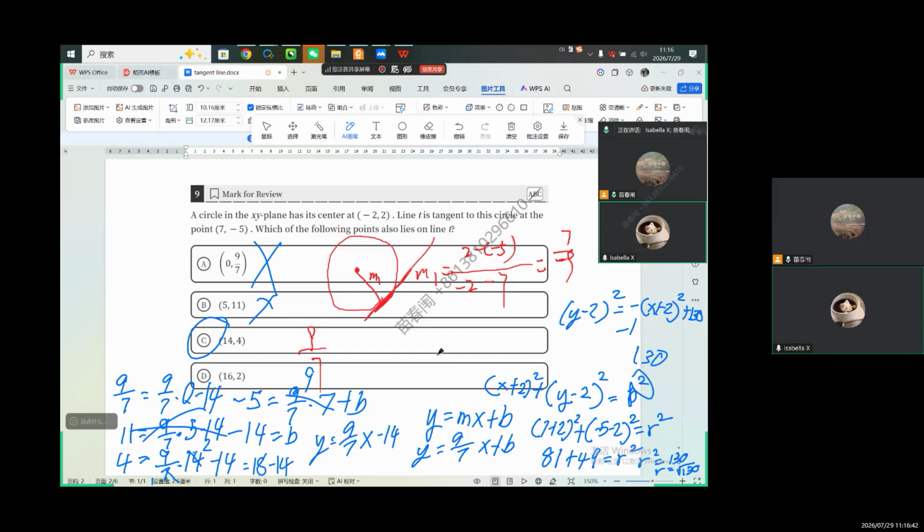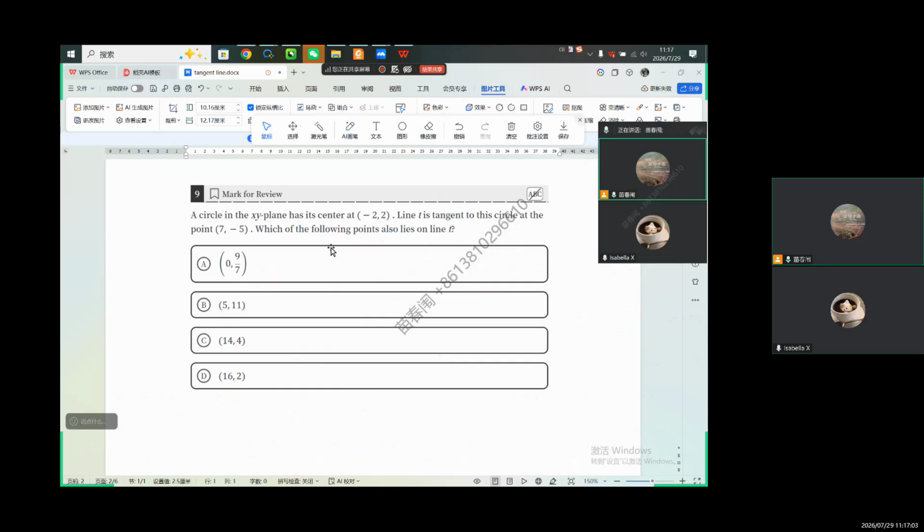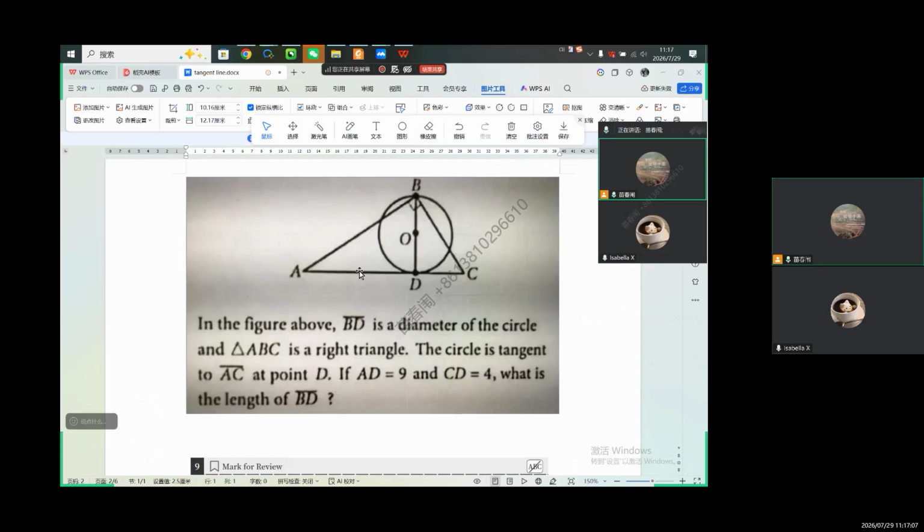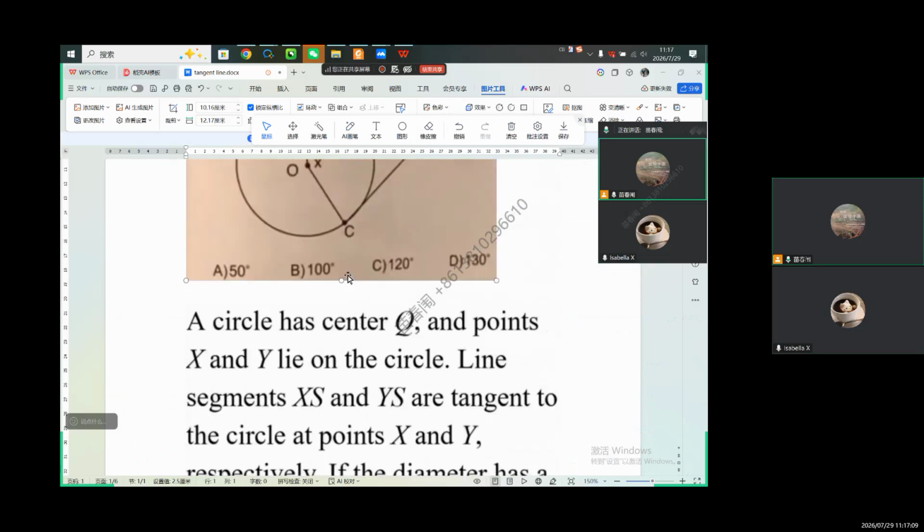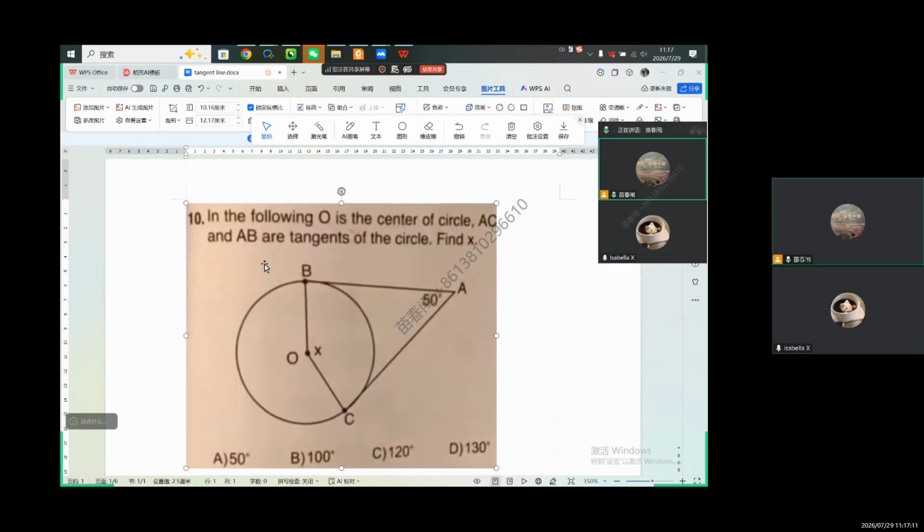So we just have to follow their instructions, right? Yeah. And also they use this M1 times M2. This is just the most popular question in the tangent line. And then we basically finished all the tangent line questions, unless the tangent line is totally combined with all the other knowledge, that doesn't really count. We're gonna take you there later, but not now.